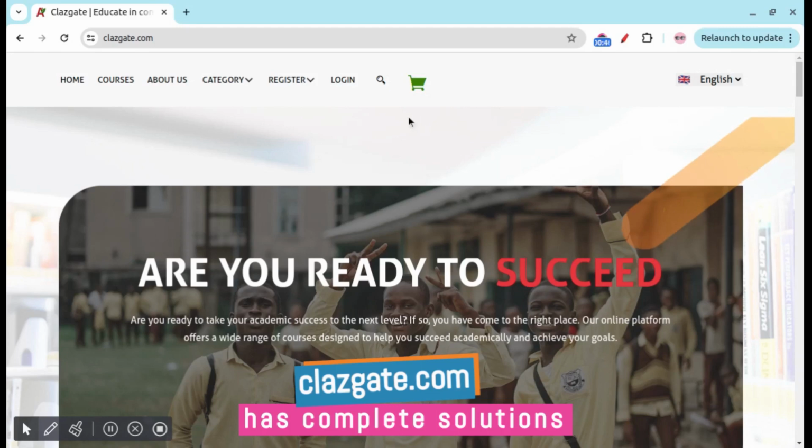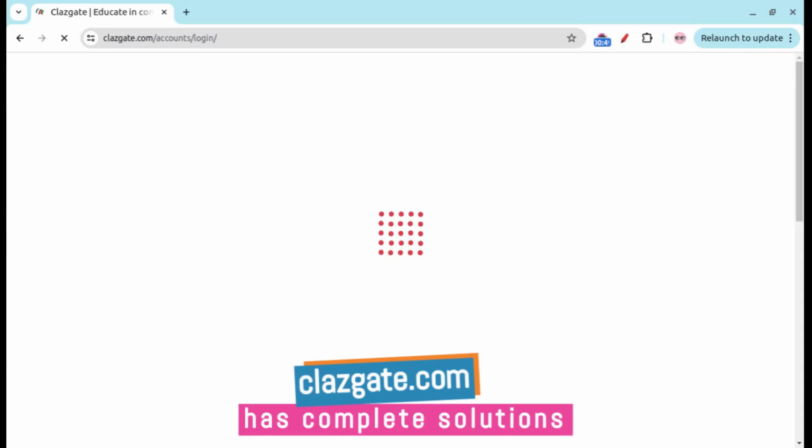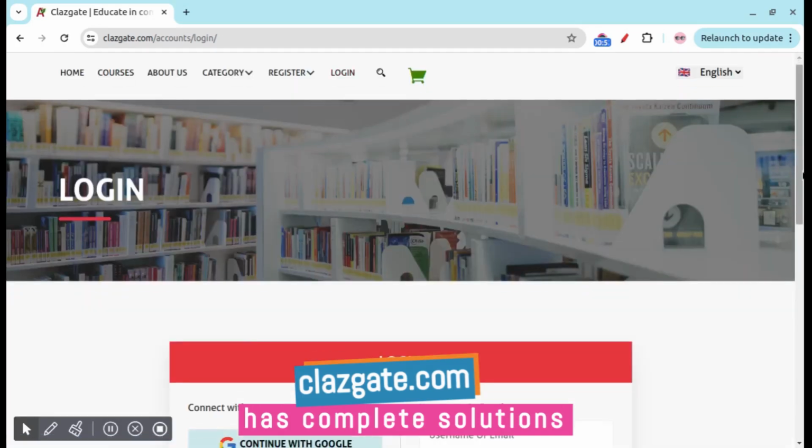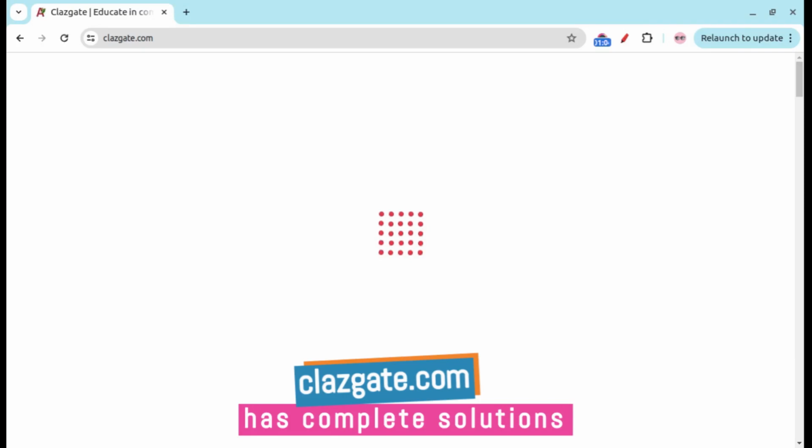Good. So when you come to ClassGate, the first thing you want to do is log in. I've told you before, log in with your Google account. For those of you who have Google accounts, super for you. It's very easy. Log in with your Google account so you can start enjoying free courses or cheap courses on ClassGate. A lot of people are doing this.